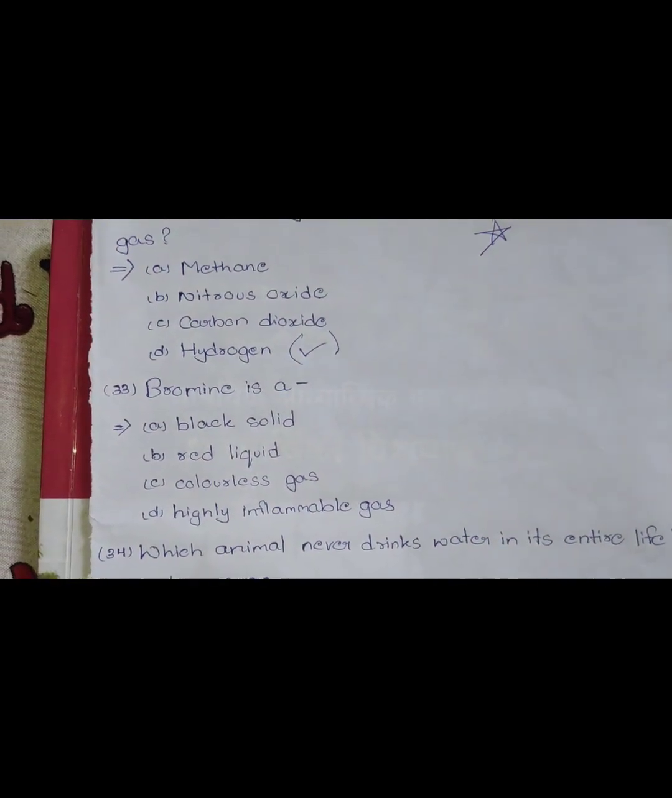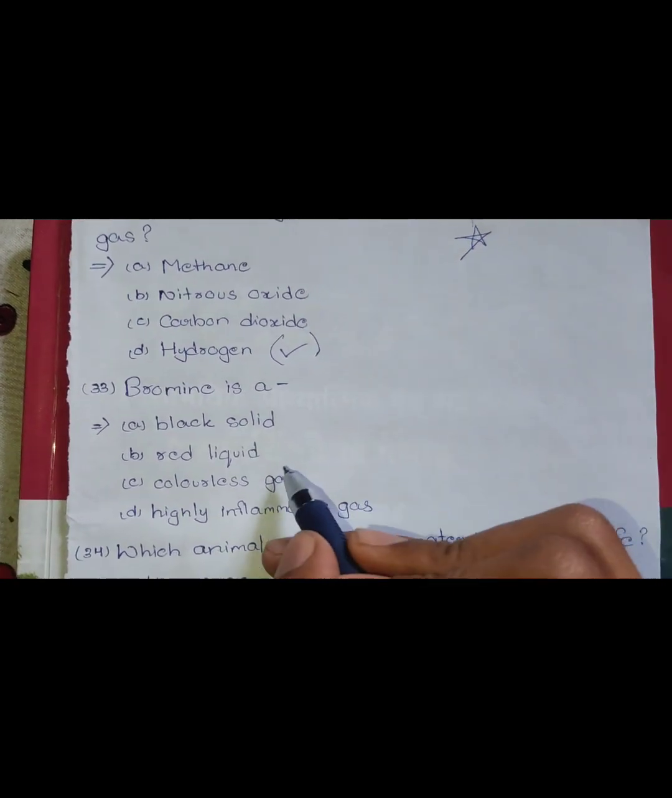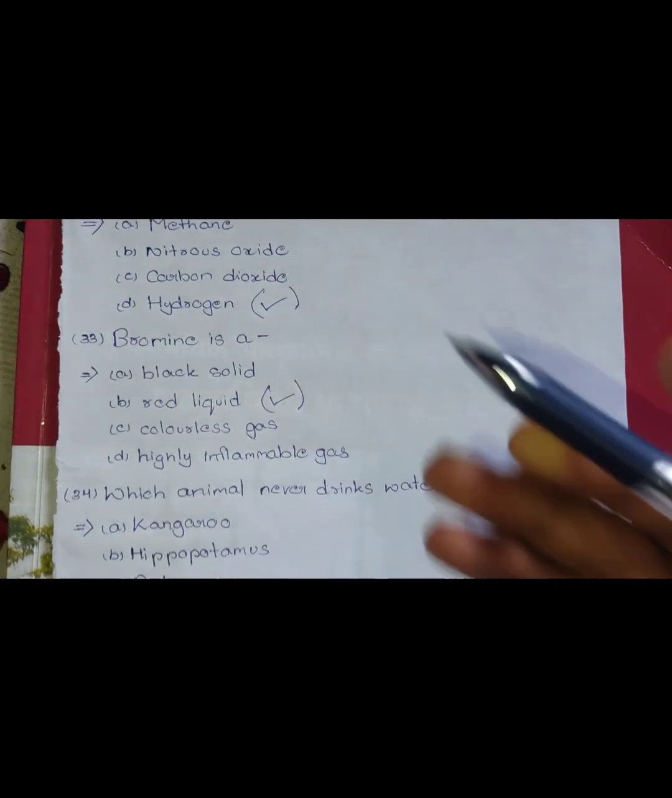Next question. Bromine is a option A, black solid. Option B, red liquid. Option C, colorless gas. Option D, highly inflammable gas. So the right answer is option B, red liquid. Next question.